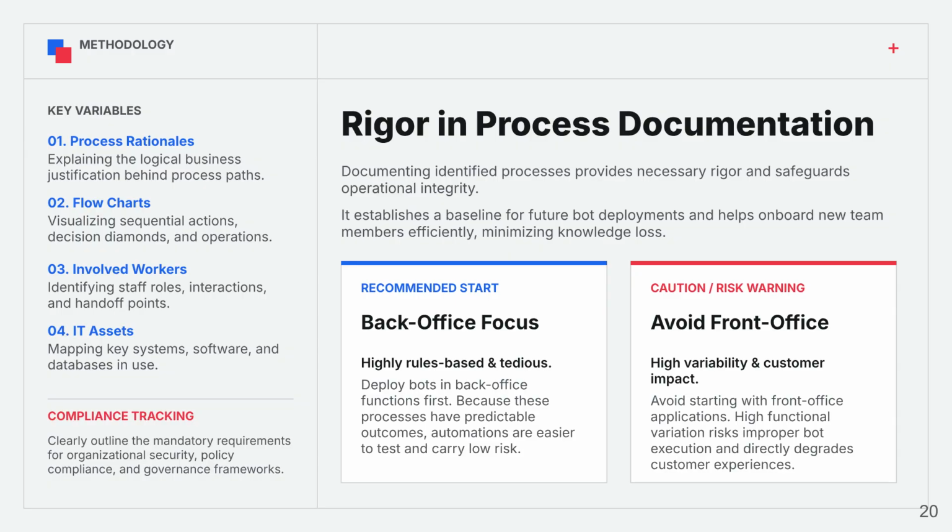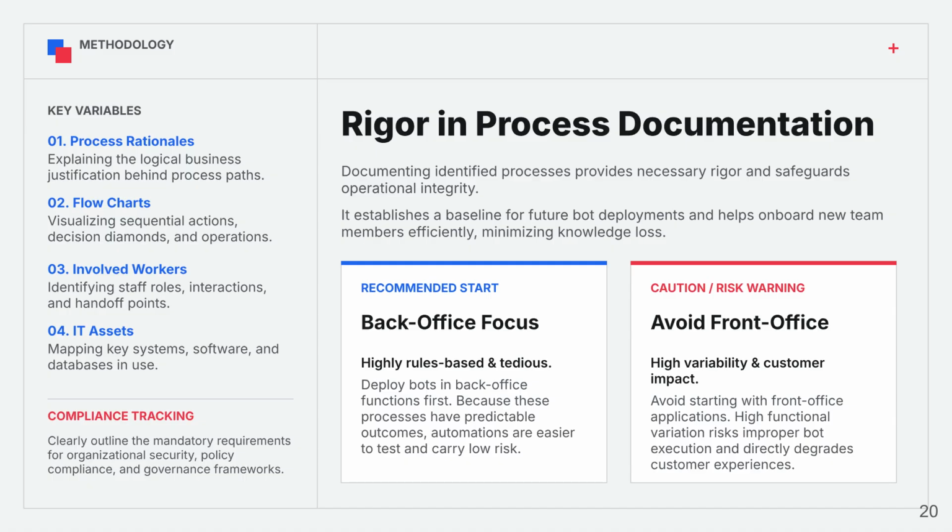The first key variable is understanding the process rationale. Every step in a workflow should have a clear business purpose. Knowing why a task exists helps organizations distinguish essential activities from unnecessary ones and identify opportunities for improvement before automation. The next variable is creating accurate flowcharts. Process maps visually represent the sequence of activities, decision points, and alternative paths. These diagrams make it easier for developers and business users to understand the workflow and identify automation opportunities.